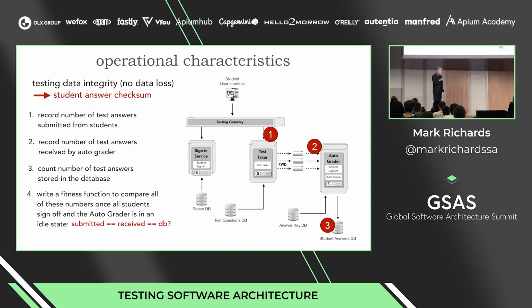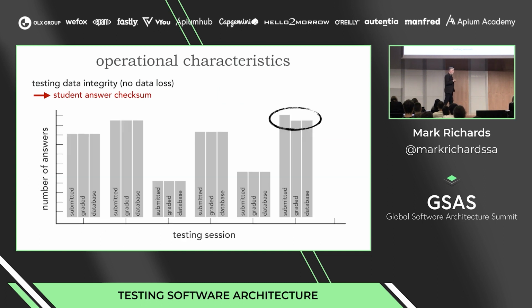Okay, so now I compare these, and this is what it looks like behind the scenes, because this is just continuous, running in production. And notice for each testing session where students sign in, take a test, and stop, everything is not fine. This is the reason we test architecture. Because notice, we submitted more than we graded and put in the database.